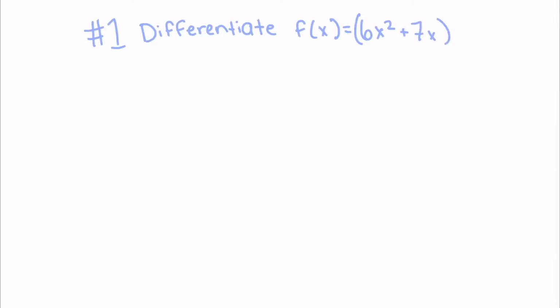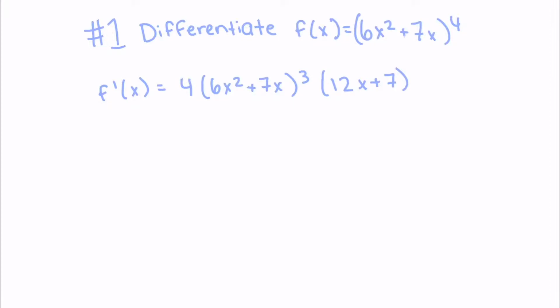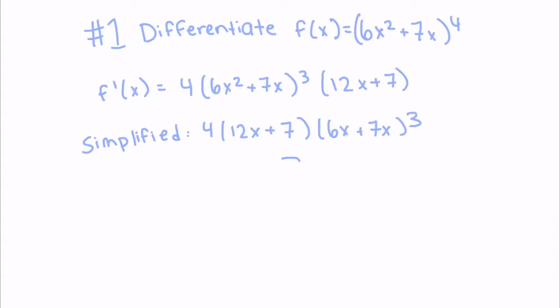So we're going to start with a pretty simple chain rule problem. In this question, I started by bringing the exponent out of the exponent's place and out in front of the parentheses and subtracting 1 from the exponent. And then I took the derivative of the inside, which was 12x plus 7. And then I simplified this derivative, which turns out to be 4 times 12x plus 7 times 6x plus 7x to the third.